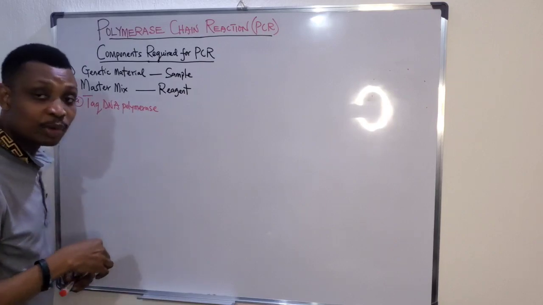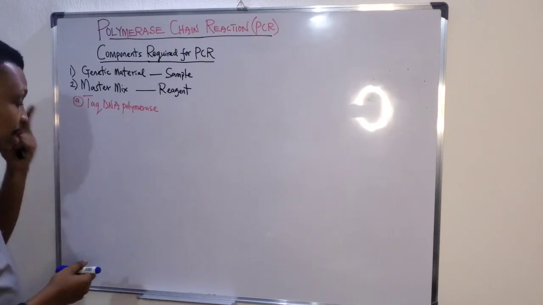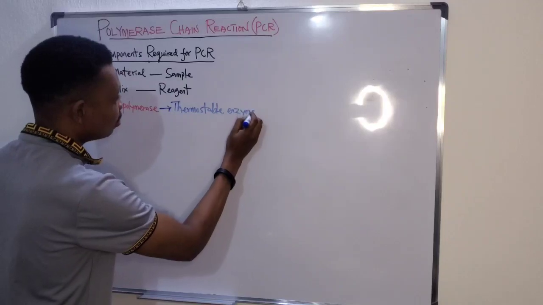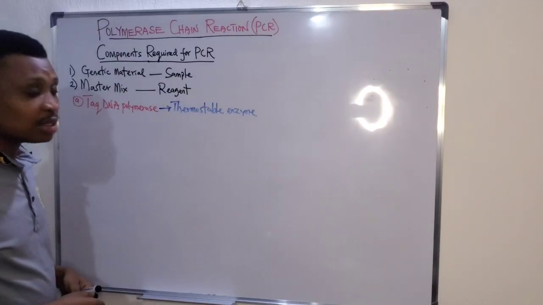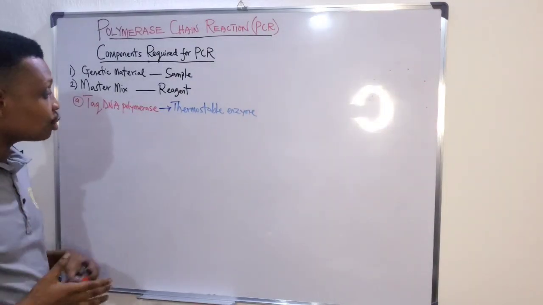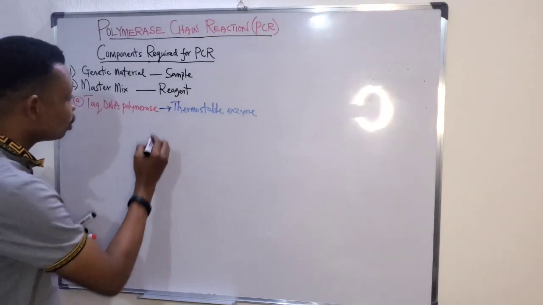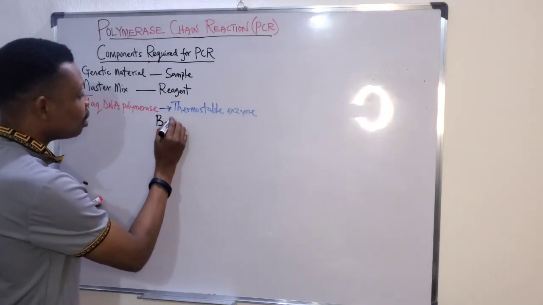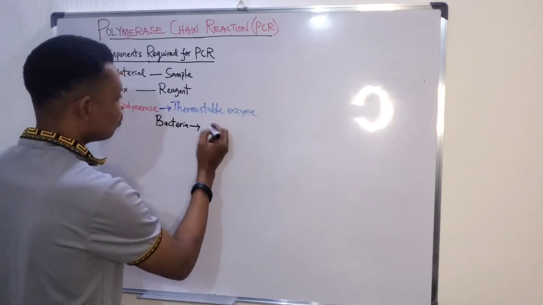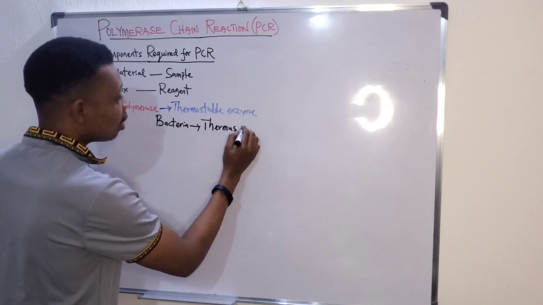Taq DNA polymerase is a thermostable enzyme. What it means is that it has the ability to withstand heat, high temperature. And it is obtained from a bacterium called Thermus aquaticus.